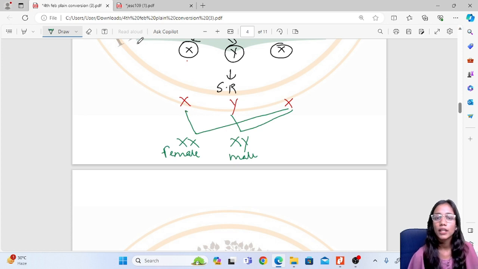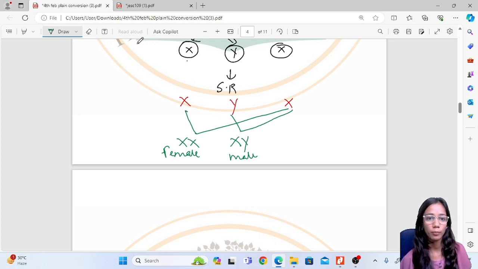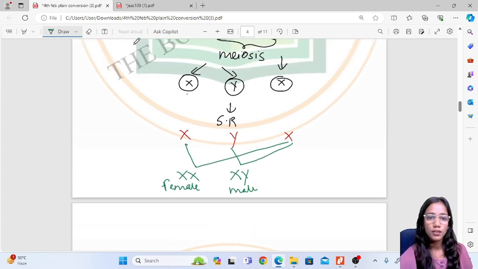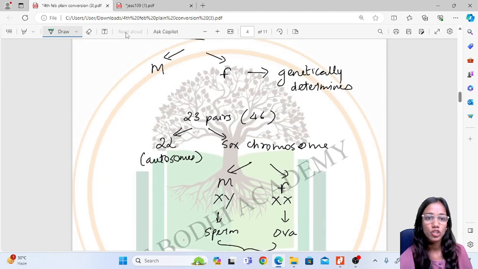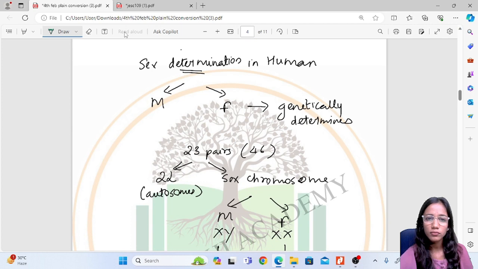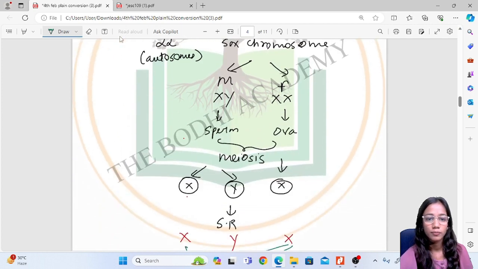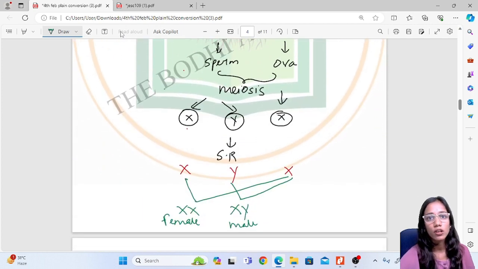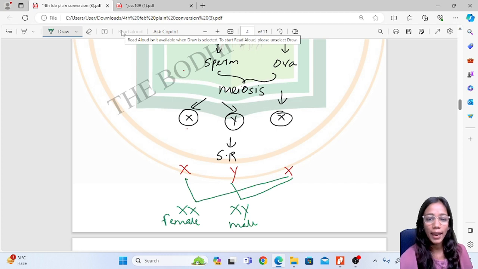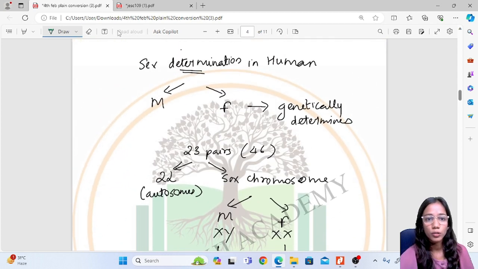So sex in humans is determined genetically, and it is mostly determined because of the sperms and not because of the egg which is produced by the female. Okay, so this is the sex determination in humans, which is genetically determined, and it is mainly because of the sperms carrying X or Y. So this is what we need to know about sex determination in humans.